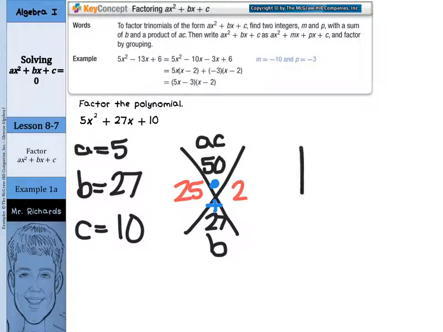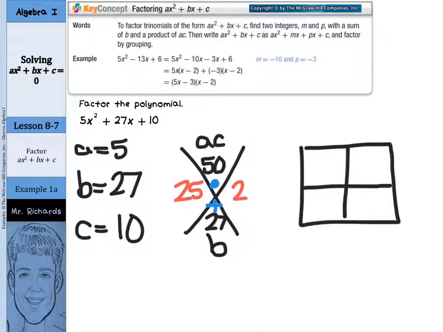Now comes the box part of our x box. In the top left goes our left term, the 5x squared. In the bottom box goes our last term, which is the 10. And then in these two boxes, we're going to do the 25 and the 2, which make up the 27x. So 25x with that 2x, again, just come from the 27x.